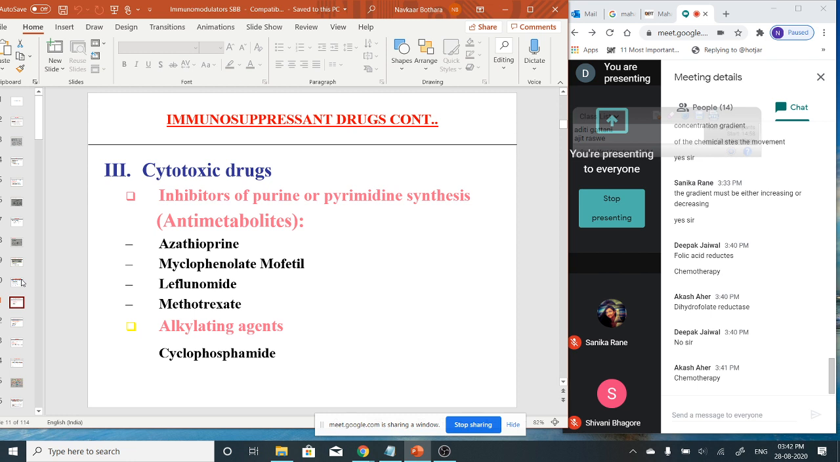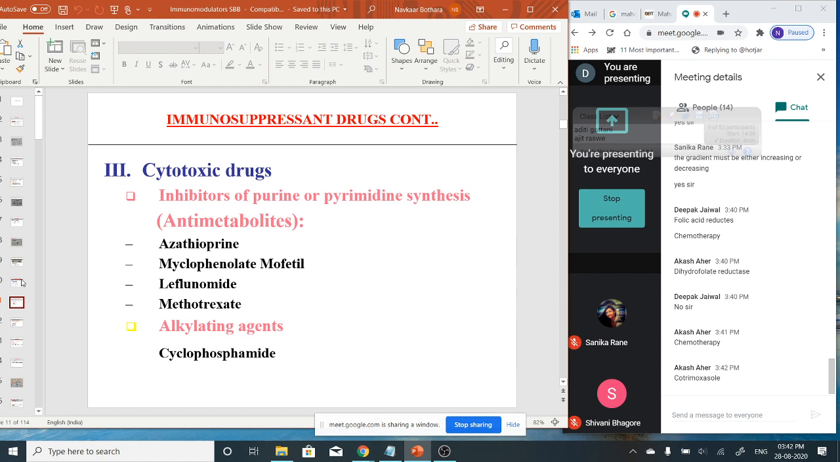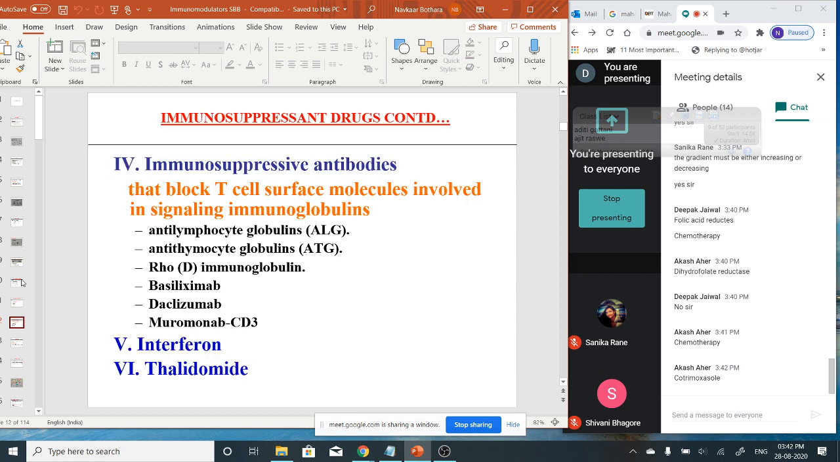So what are these antimetabolites? Examples of these are azathioprine, mycophenolate mofetil, leflunomide, methotrexate. Then the other ones are alkylating agents. Example is cyclophosphamide. Then immunosuppressive antibodies. There are a variety of antibodies. My question was different. What is the meaning of antimetabolite?